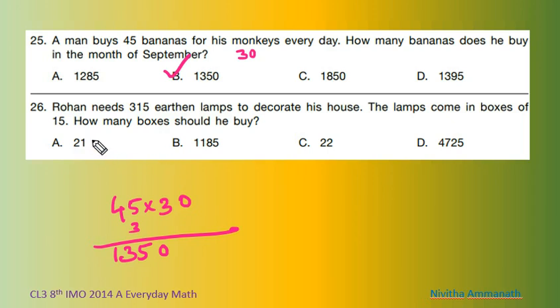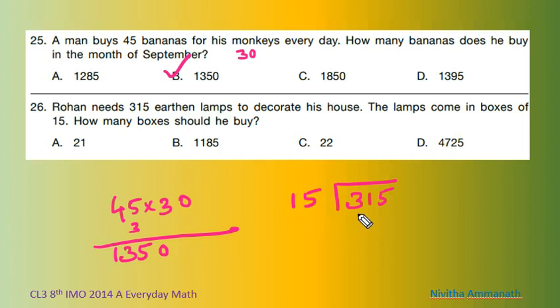Next question. Rohan needs 315 earthen lamps to decorate his house. The lamps come in boxes of 15. How many boxes should he buy? How many 15s are 315? That is 315 divided by 15.